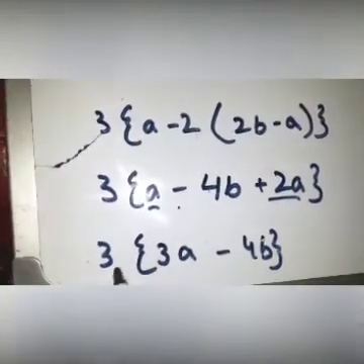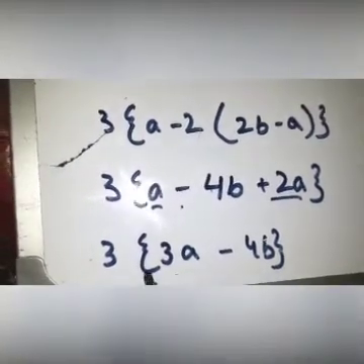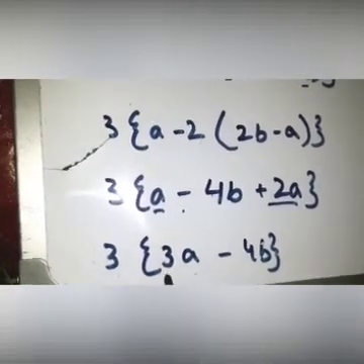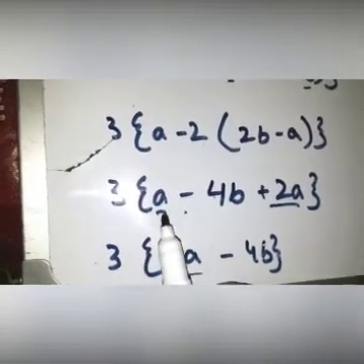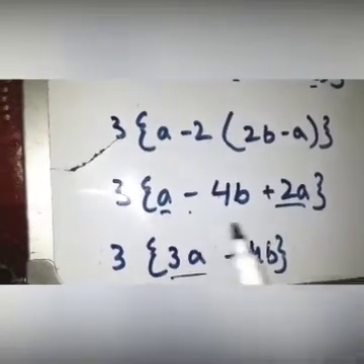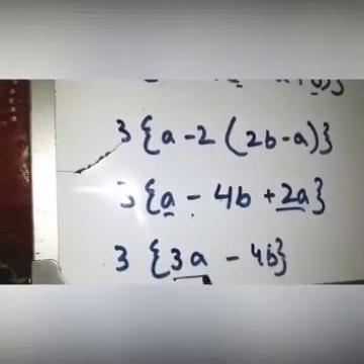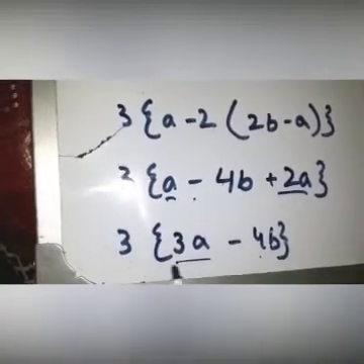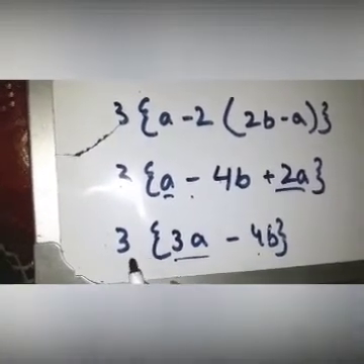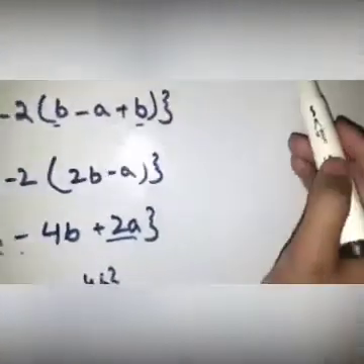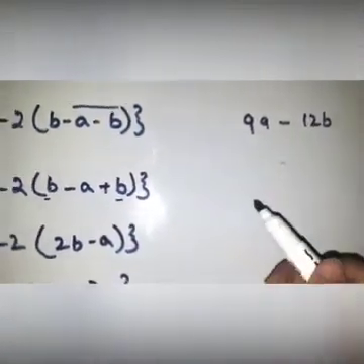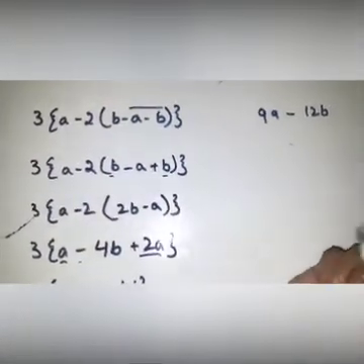Then in the next step, 3 bracket 3a minus 4b. From where do we get the 3a? This a and this 2a. When we solve this, the answer will be 3a minus 4b. Now we will multiply this 3 with the bracket. When we open it, 3 3s are 9, 9a. You can see that 9a minus 12b, 3 4s are 12. That is the answer of your question 4.